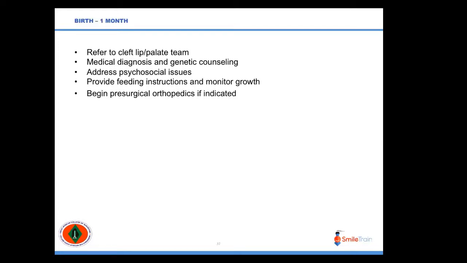When the baby is born to 1 month, this is where the baby is sent to a cleft team for assessment. The diagnosis and counseling also continues. The psychosocial issues are now really addressed. The mother and the family are counseled properly, because it's a very big challenge to them. And feeding is really one of the biggest challenges that these mothers have, especially for babies who have cleft palate.